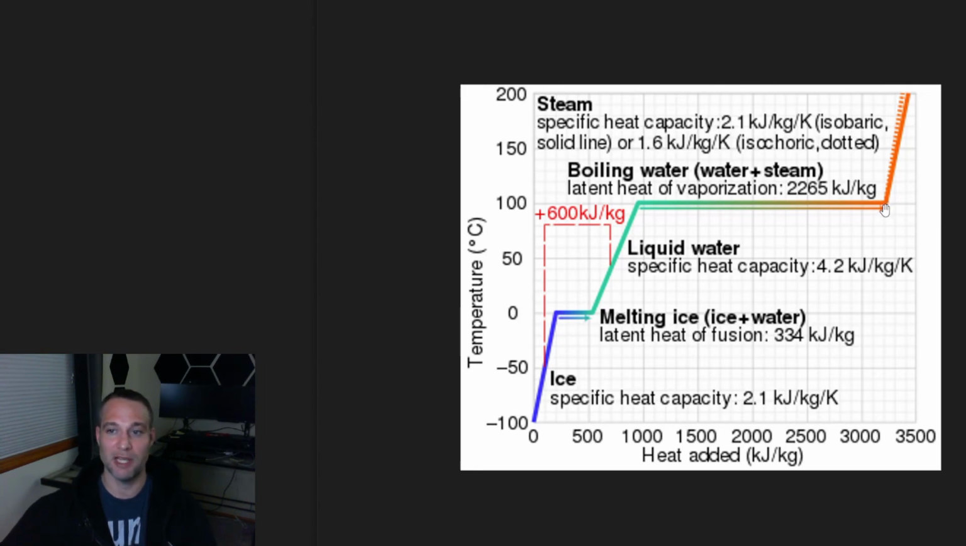Now, once all of that water is boiled away, once all the water is gone, now we have just steam left, there's no more water left. And as I add more heat, now I can raise the temperature of that steam again. And that's what you see here.